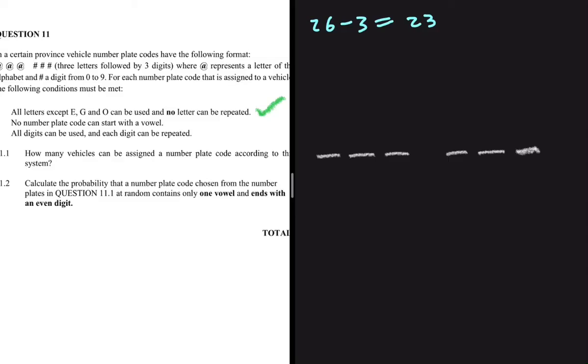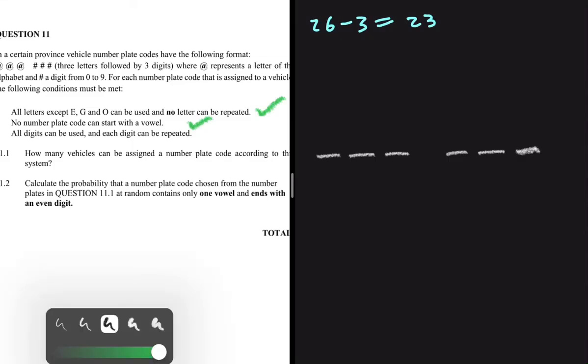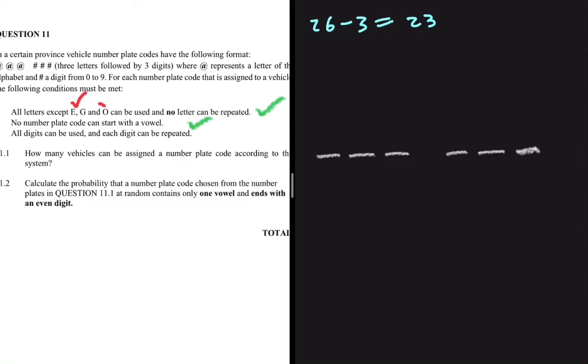And then the next condition, no number plate code can start with a vowel. What are vowels? A, E, I, O, and U. We have 5 vowels. And from our first condition, E and O cannot be used. So we are only left with 3 vowels. So let's just write it down that we have 3 vowels.